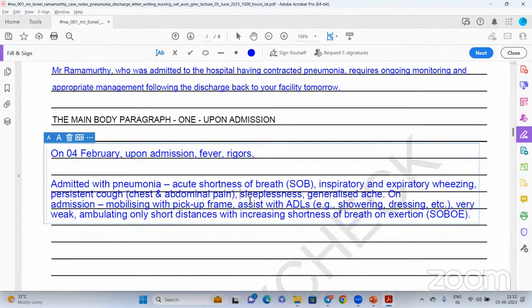Fever and rigors were being experienced. Passive voice. Don't write "he was experiencing." That is also correct, but the quality is low. Low quality. Fever and rigors were being experienced. That's how you have to write.